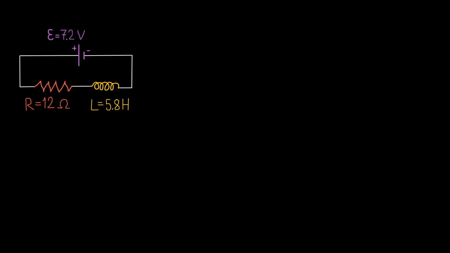An inductor of inductance 5.8 Henry and resistance 12 ohms is connected with a 7.2 volt EMF source. Now this inductor has some resistance. We can treat it as a series connection of a resistor and an ideal inductor. So this would be the equivalent of an RL circuit. The first question is, what is the initial rate of increase of the current?